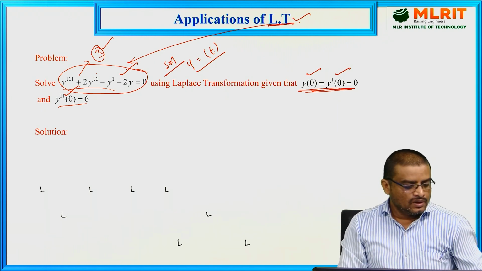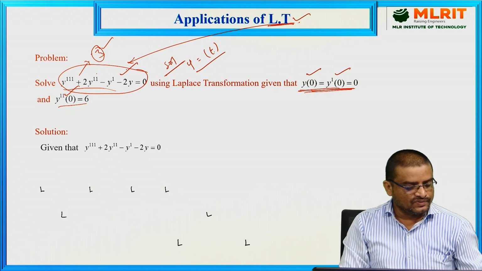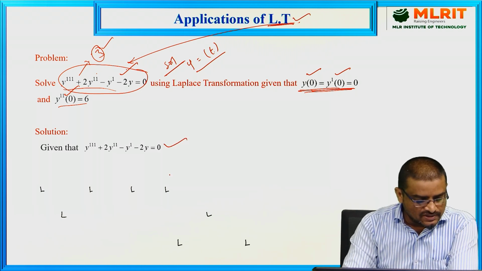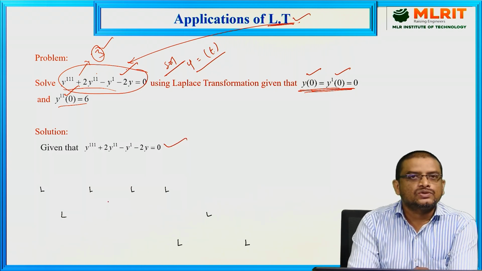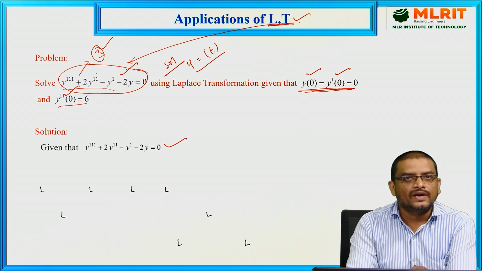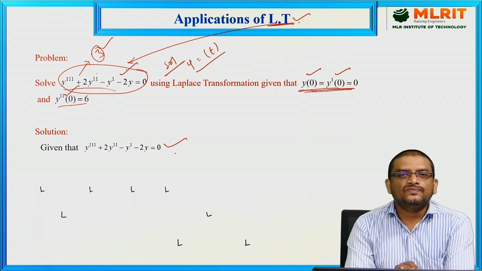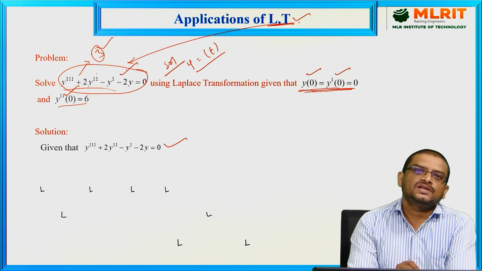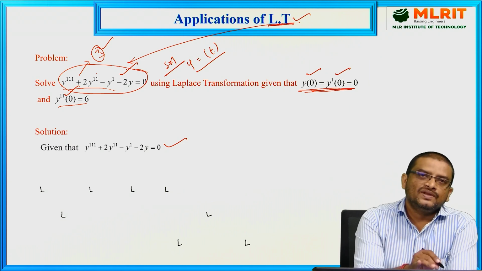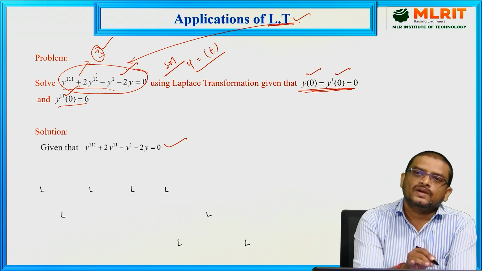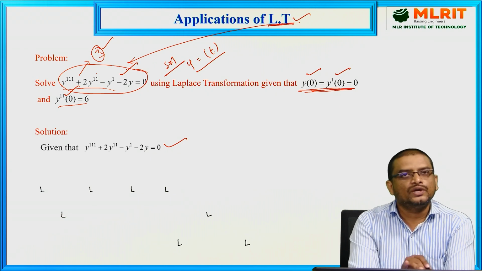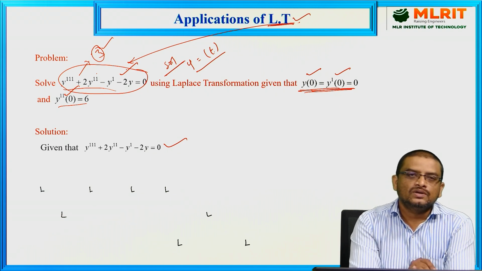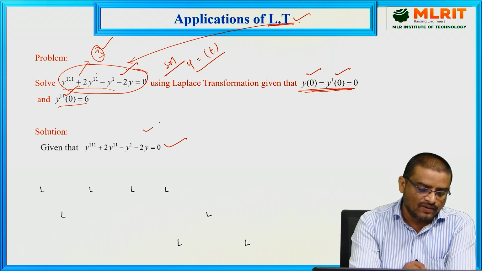So let us take the given differential equation first. Given: y triple dash plus 2y double dash minus y dash minus 2y is equal to 0. That is the first step here. The differential equation is already in terms of y dash, y double dash and y triple dash, so there is no need to convert it. We have the given differential equation in our standard form.